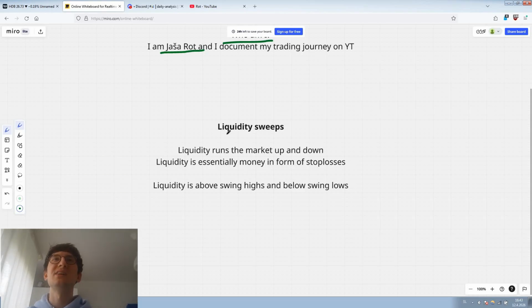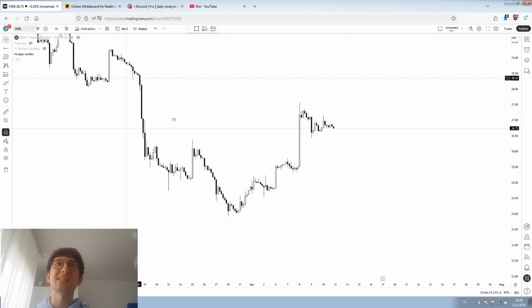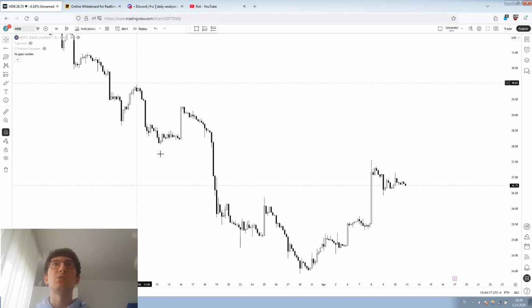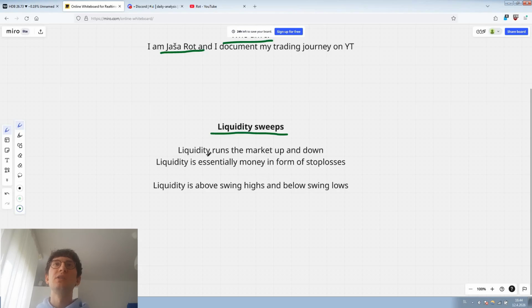Okay, so basically, what are liquidity sweeps? Before we answer that, we need to see liquidity. Liquidity is basically the reason why the market moves higher and lower. For example, on this HDB chart that we are analyzing in this season of trading exercise, you can see that it goes up and down, up and down, up and down. The reason why the market is going up and down is liquidity. Liquidity, as I wrote here, is the reason why the market is running. So liquidity actually means money.